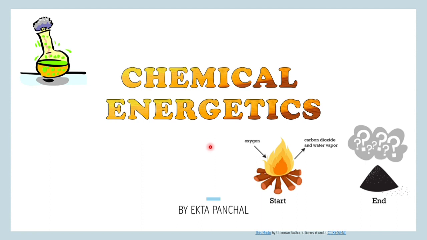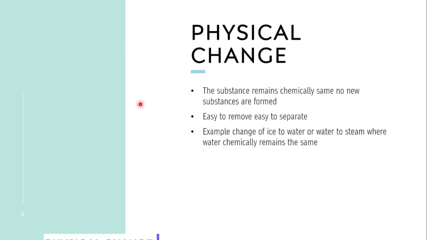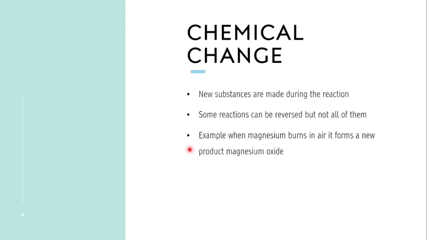We are going to learn about chemical energetics. When any chemical reaction takes place, there is a gain or loss of heat, which leads to the formation of either a new product or no product. That is where chemical and physical change comes in. During a physical change, the substance remains chemically the same, but its appearance changes, that is, its physical state changes. For example, water, which is a liquid, changes into ice, a solid.